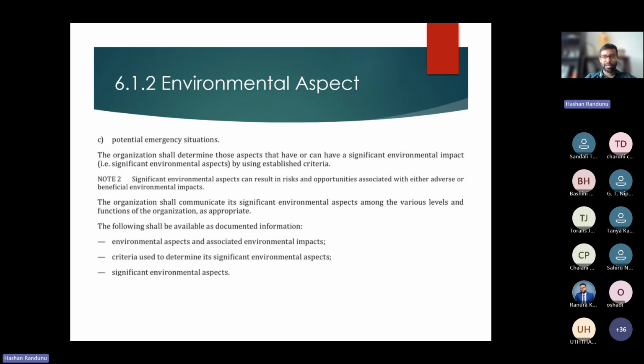So we need to document the criteria we had used to identify the significant environmental aspects. Right. Once we identify the significant environmental aspects, then we need to have a list of those significant environmental aspects. So here, there are three document requirements. The first one is the environmental aspects and associated environmental impacts, right? The second one is the criteria used to determine significant environmental aspects. And the third one is significant environmental aspects, which means we need to have a separate list of significant environmental aspects.